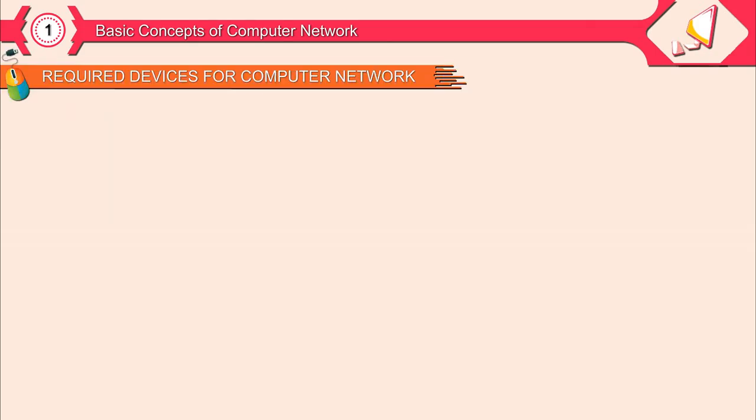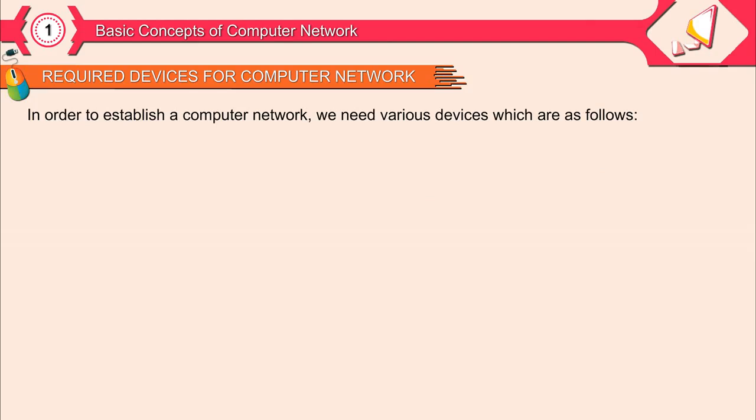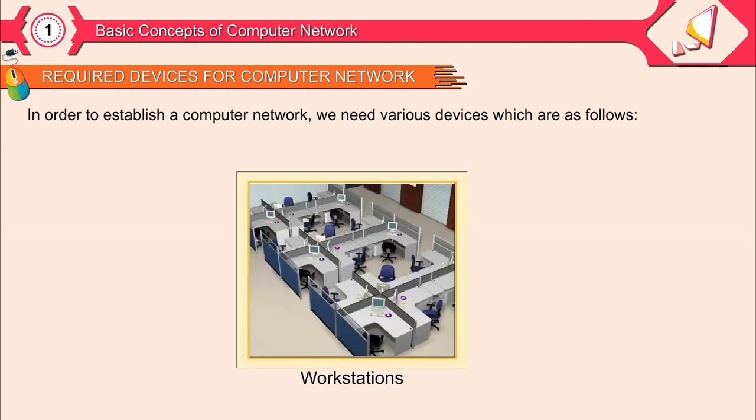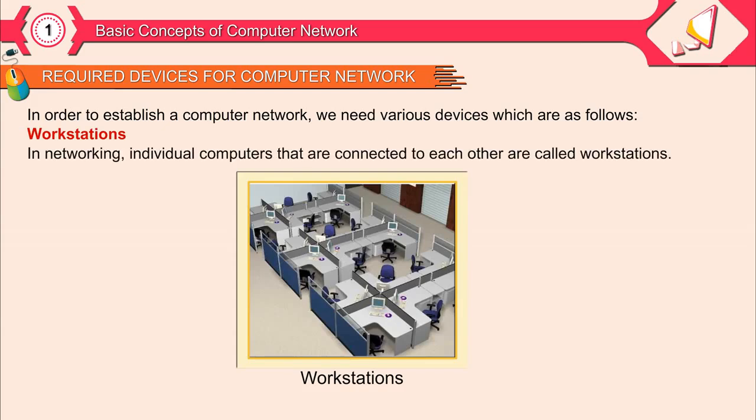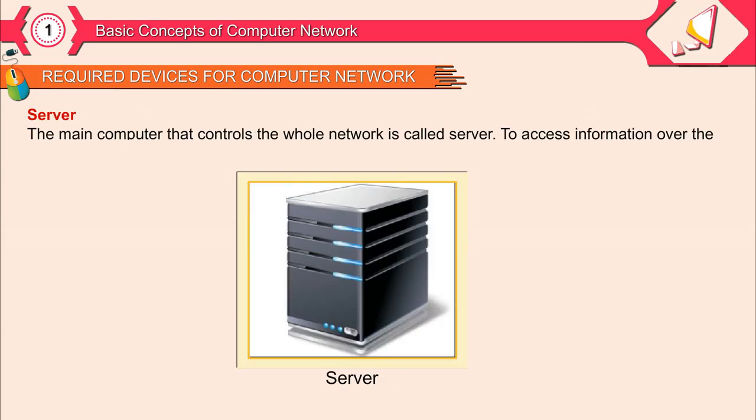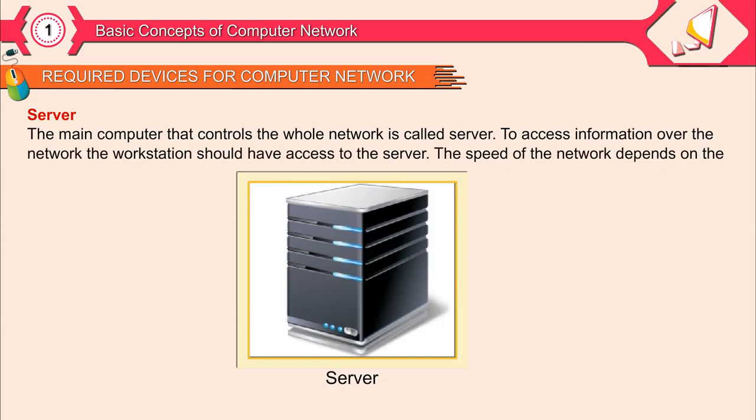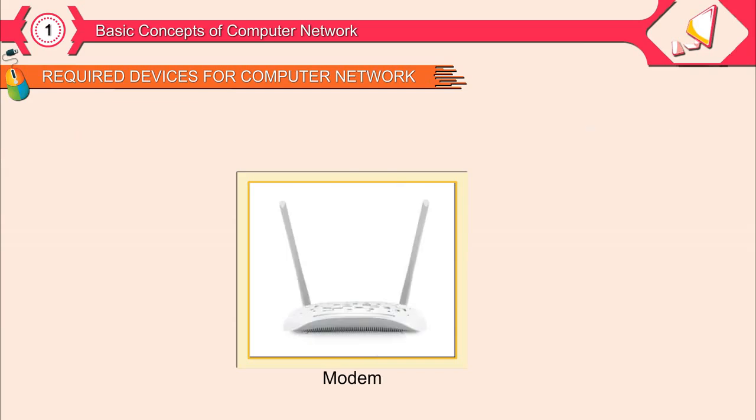Required devices for computer network. In order to establish a computer network, we need various devices which are as follows. Workstations. In networking, individual computers that are connected to each other are called workstations. They are also called nodes. Server. The main computer that controls the whole network is called server. To access information over the network, the workstation should have access to the server. The speed of the network depends on the capacity of the server.